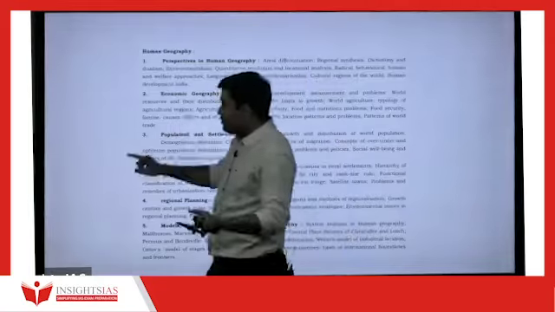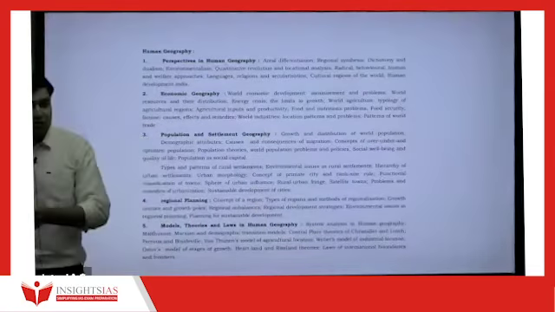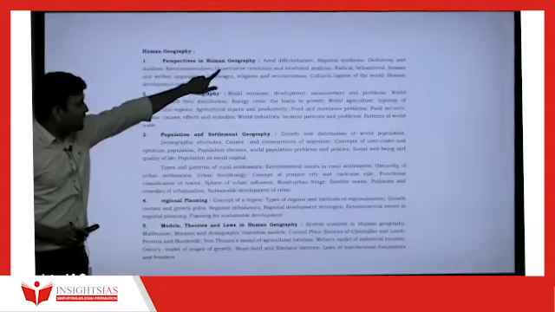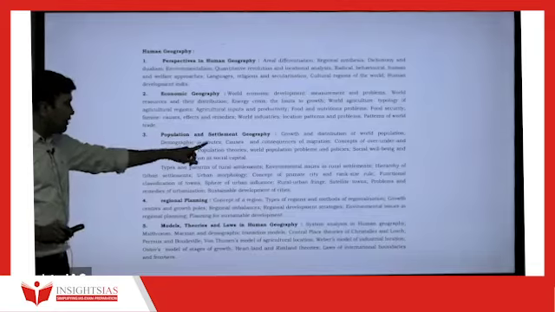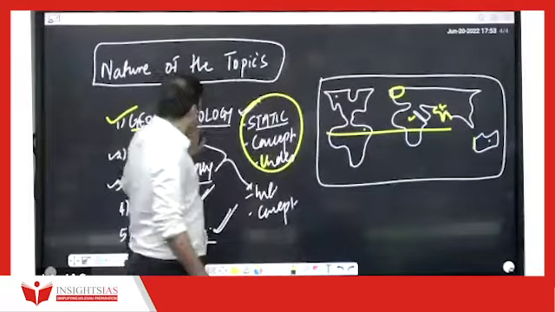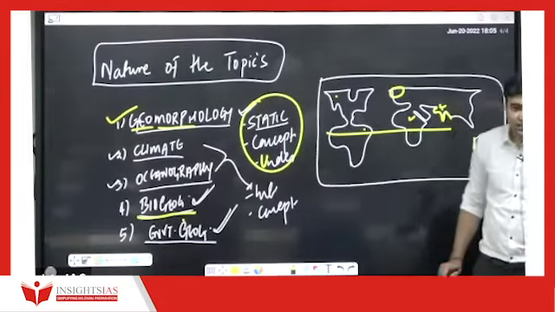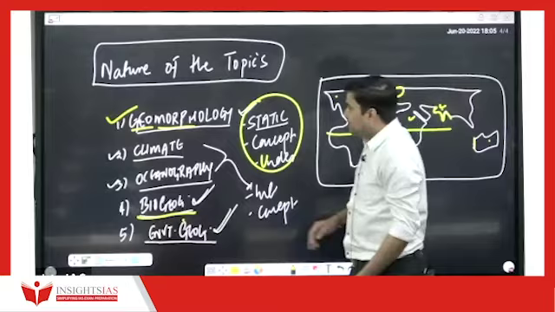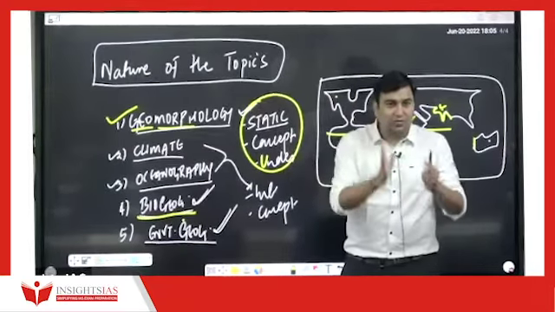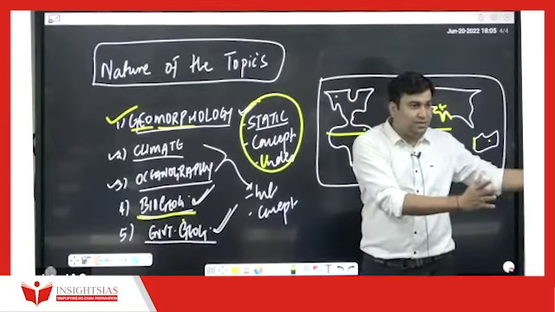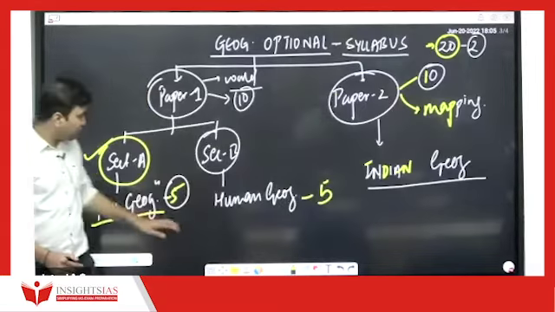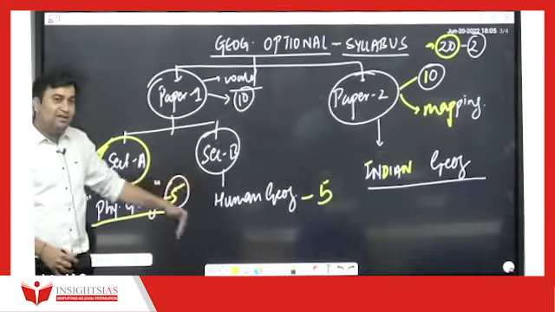This was the first topic, that is physical geography, paper 1. Next topic is human geography: perspectives in human geography, economic geography, population settlement, regional planning, model theories. I hope you are getting it. So this is where we were, right? So nature of the topics, geomorphology, climate. I hope that you have got clarity on how the classes would be, what is the syllabus, how it would be taught, how are the previous year questions. So this was about the first part, that is physical geography and its nature.